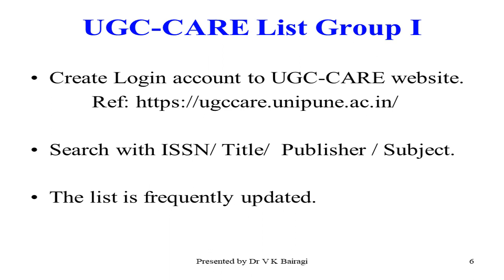Researchers can search the journal with their ISSN number, or by title, or by the name of publisher, or by the subject category. This list is frequently updated by the UGC CARE cell. So, before you submit your article to any journal, make sure that the journal is present in the list.